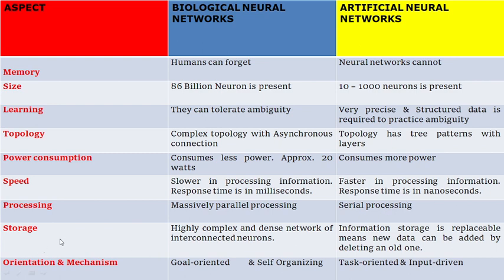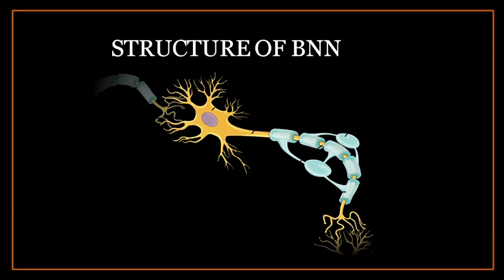Regarding storage, a biological network is a highly complex and dense network of interconnected neurons, whereas in artificial neural networks information storage is replaceable, meaning new data can be added by deleting an old one. Regarding orientation and mechanism, a biological neural network is goal oriented and self-organizing, whereas an artificial neural network is task oriented and input driven. Now let us discuss the structure of the biological neural network.